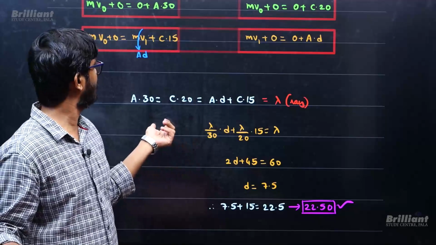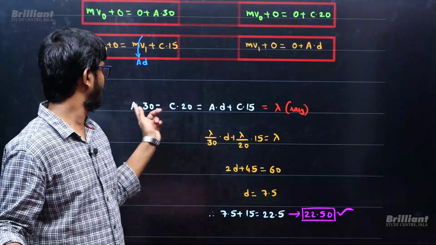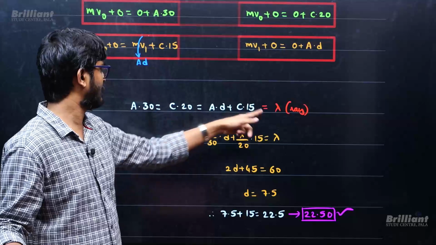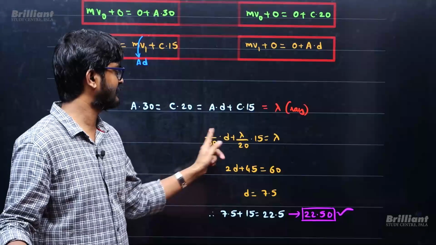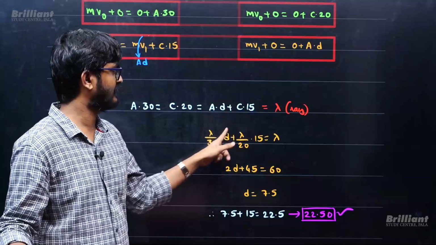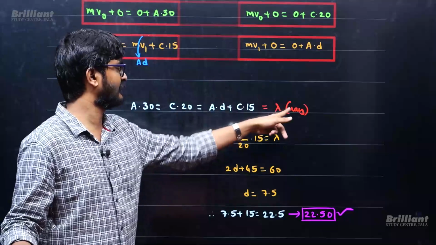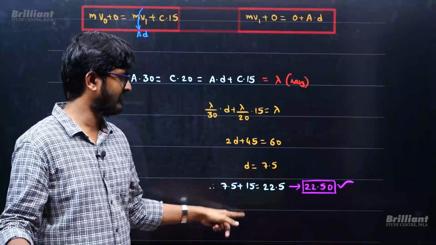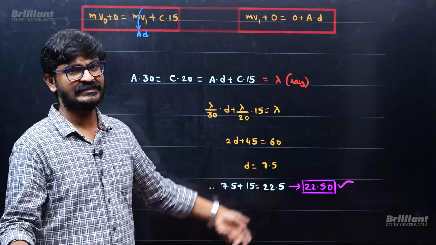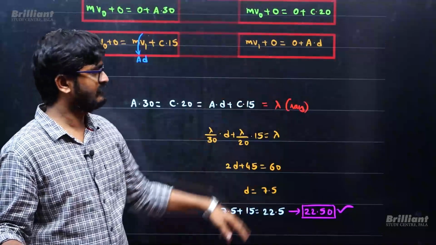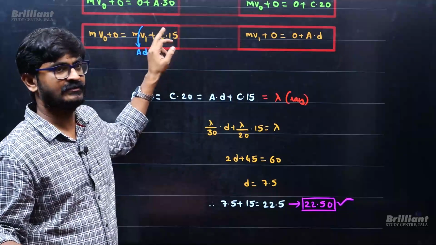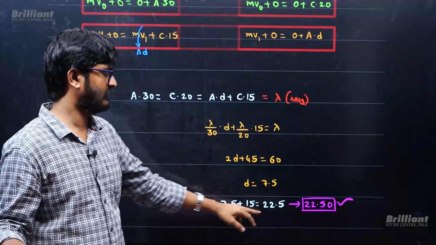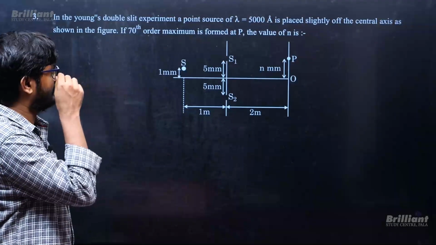Now what I need to calculate is d. So I will be calculating a from here, a is lambda by 30, and c from here, c is lambda by 20, and I will be substituting them back. Then I will be getting the required answer d. Now d is the distance travelled in aluminum, and in the copper it is travelling 15, so total it's 22.5. Okay, this is a straightforward question.